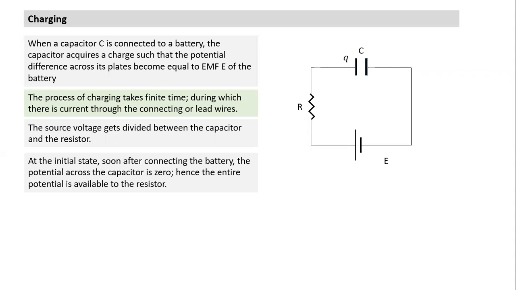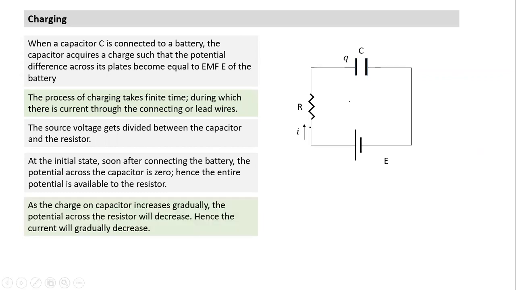But as the capacitor starts acquiring charge, let's say at some stage the charge is Q, and at that particular instant the current is I. So we have taken an intermediate state during the charging process. As the charge on the capacitor increases gradually, the potential across the resistor will decrease. As the capacitor's share becomes higher, the potential drop across the resistance will decrease, and as that potential drop decreases, the current also will decrease.